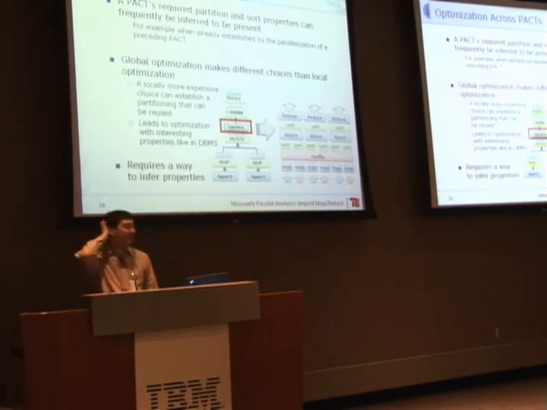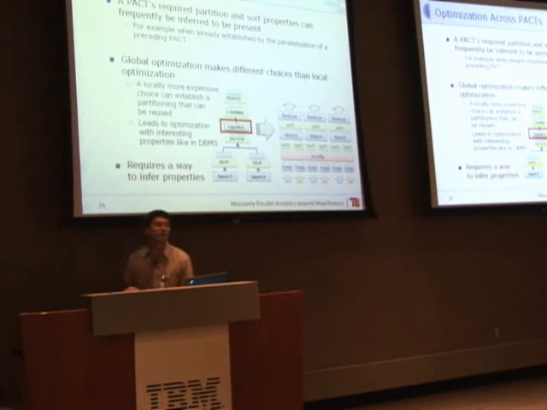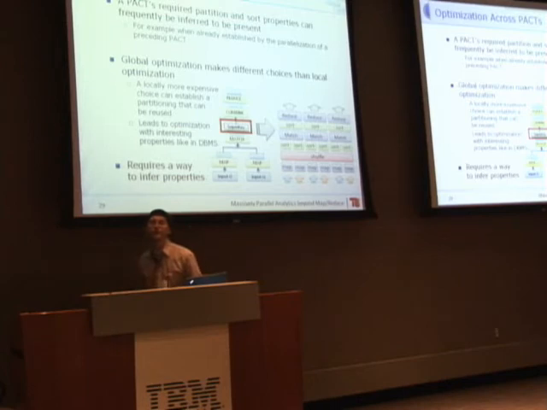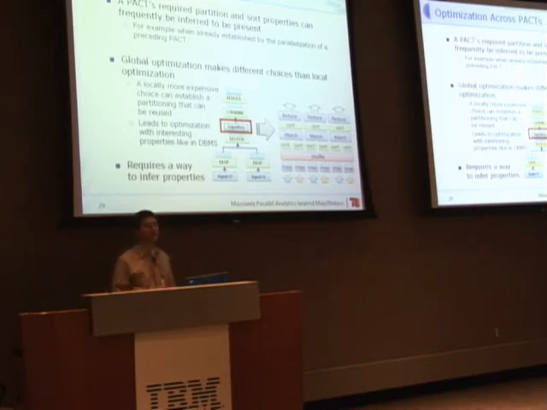So if we want to optimize across pacts, then basically pacts have required partition and sort properties. And if we know that those are preserved, and that's things in relational we know that very well, and that's what we exploit all the time in the optimizer, right? If we can infer those, then we actually can be more efficient. We can get rid of some of those hashing and reshuffling stages that Hadoop is doing way too many of. So that means some global optimization can make different choices in local optimization. So a locally more expensive choice could establish a partitioning, as you all know, that could be reused.